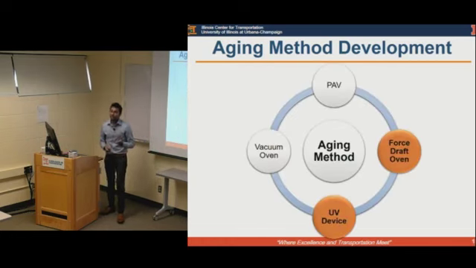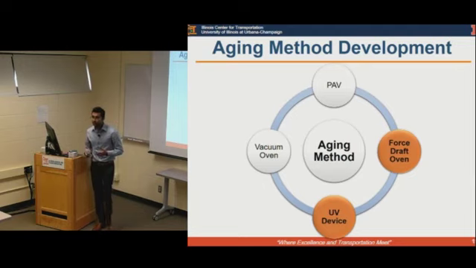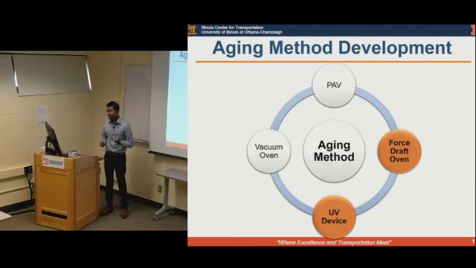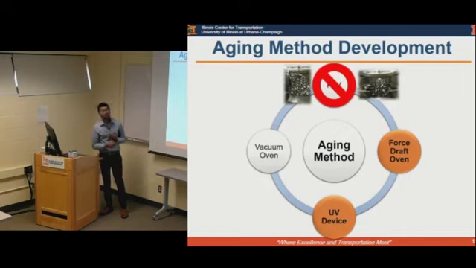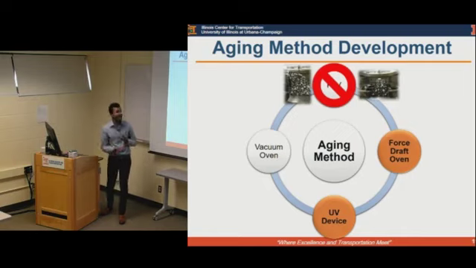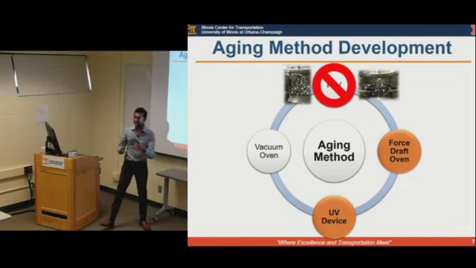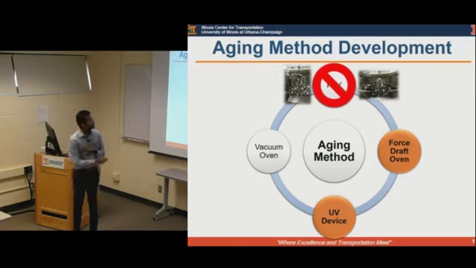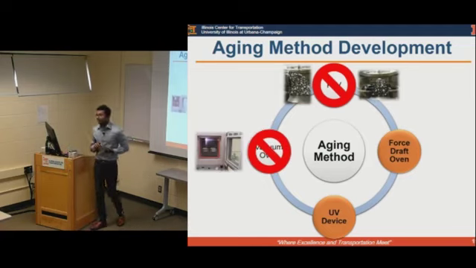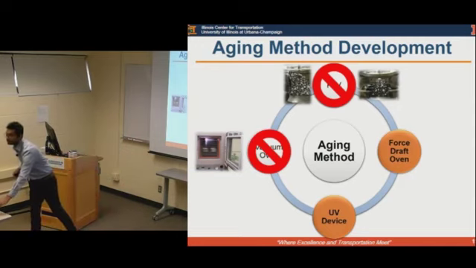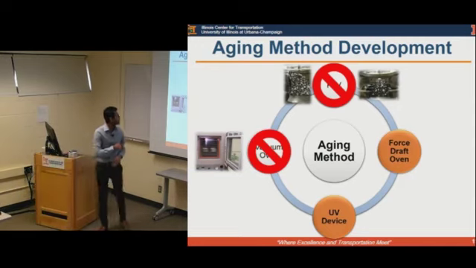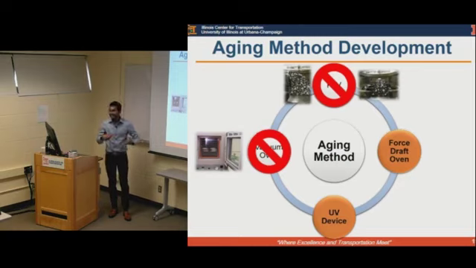So all these methods were taken together and looked into, and there were some outcomes from this preliminary investigation: PAV wouldn't work for mixtures because of its capacity, and also if you use a finished sample and put it in the PAV, you will see there's a problem with specimen integrity. Vacuum oven was considered, but again, due to the limitation of the capacity of material it can age, it was eliminated.